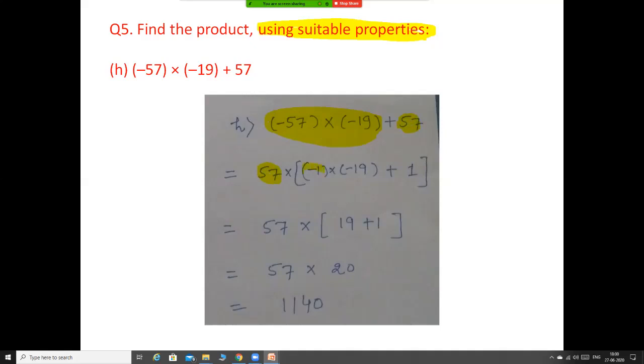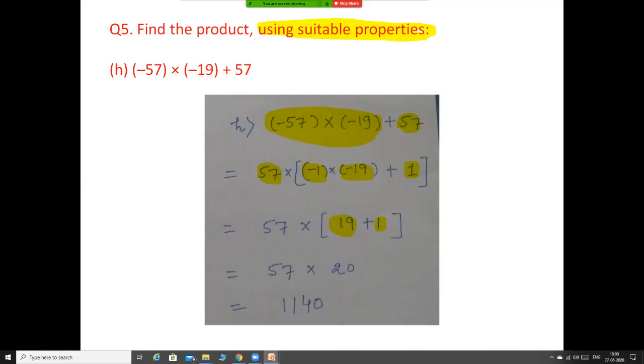So what we need? We need to write minus 1. Next we need right here minus 19. And plus sign is here. 57 out of 57, we are writing 57 outside the bracket. So what is left now? Only 1 is left. Okay, now this minus 19 into minus 1, answer is plus 19. And this is plus 1.